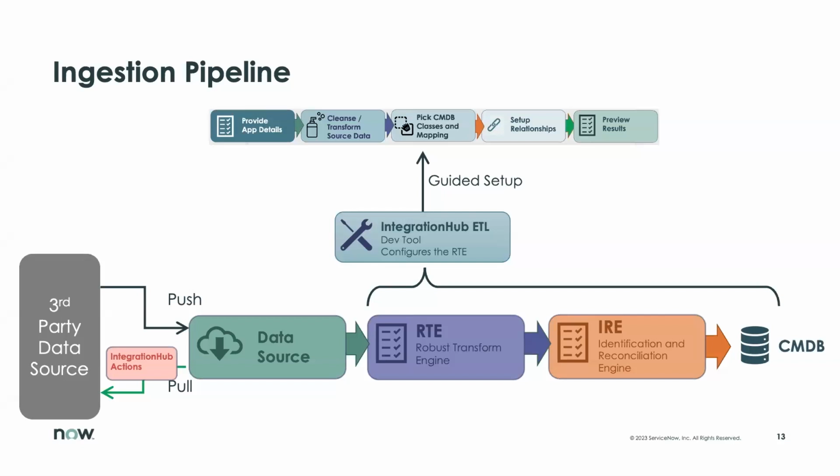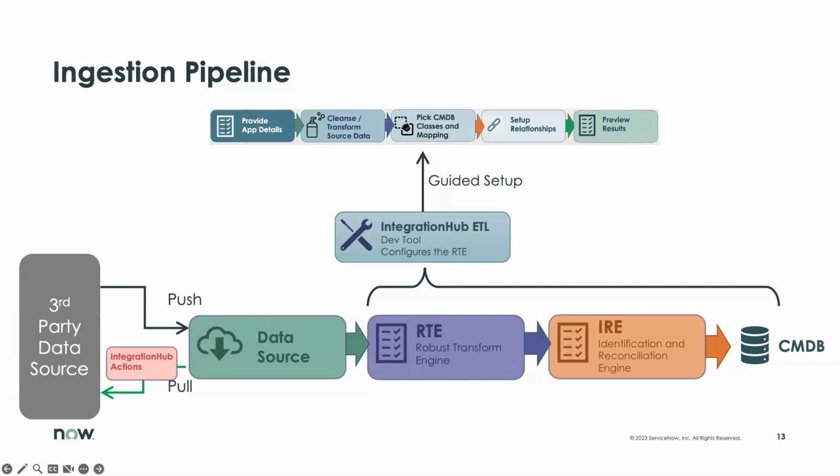If we look back at this ingestion pipeline quickly, what we're going to actually build today are these first two components down here. We're going to create some Integration Hub actions, which will feed into our data source. And once we have all that and the data is easily retrievable from the third-party system, then that will feed into the Integration Hub ETL tool, which we will cover in the next episode.